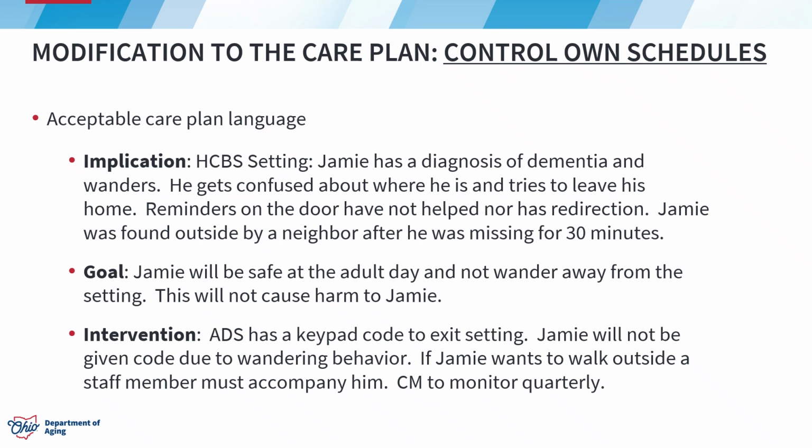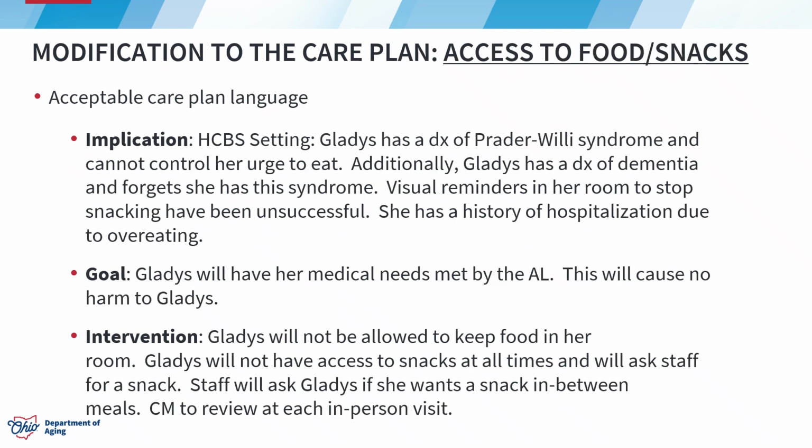There's going to be a regular collection and review of the data to ensure that the modification is still appropriate. There is a statement that this will cause no harm to Jamie and that it will be reviewed quarterly. Again, another example of acceptable care plan language. You'll see that this example includes the setting requirement for access to food and snacks.